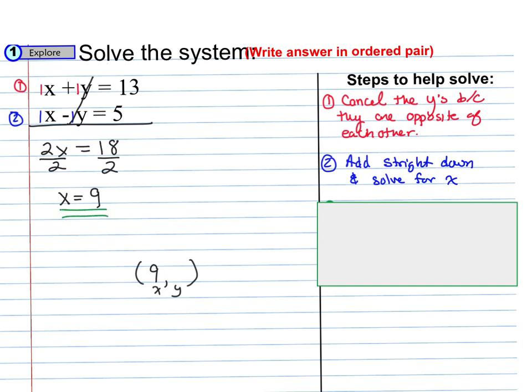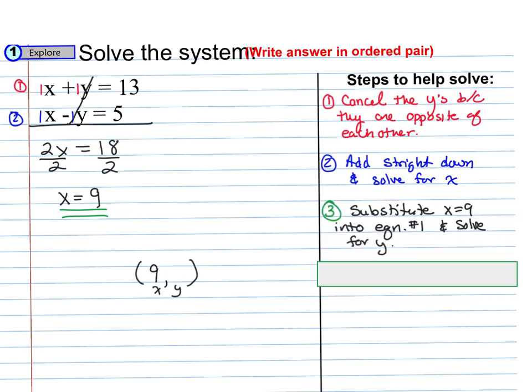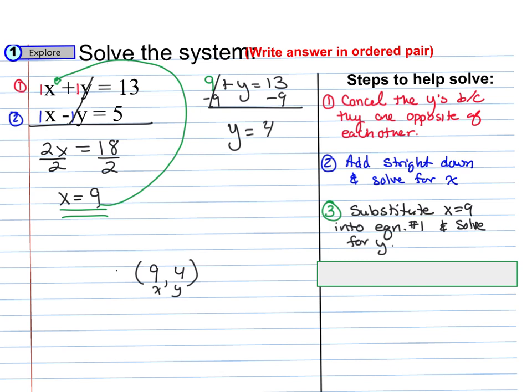Now you're going to substitute into the equation that looks the easiest. In this case, I'm going to substitute it into equation number 1. So I'm going to get that 9, and I'm literally going to replace that x. So now I'm going to have 9 plus y is equal to 13. I'm going to subtract 9 from both sides. And I'm going to have y is equal to 9, 10, 11, 12, 13. That's 4. So my answer would be 9, 4. This is my solution for the ordered pair.